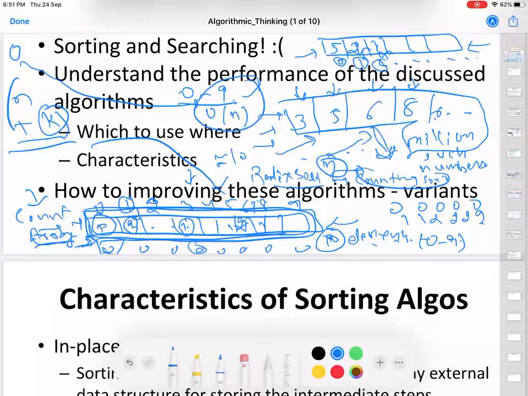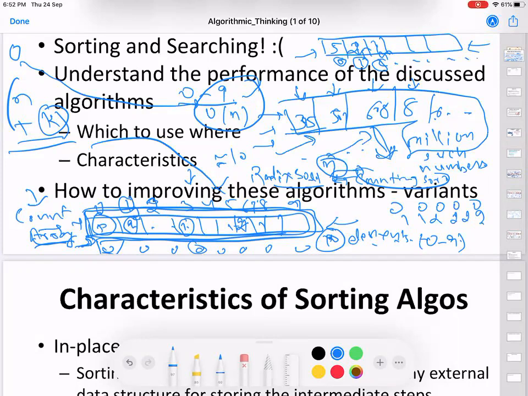Radix sort is another variant of it where you have multi-digit numbers. Let's say this number was 345, this was say 501. How do you sort numbers that have multiple digits? There, you can extend the same idea by sorting on the least significant digit first, but you have to ensure that stability is there. Then you sort on the next least significant digit, and so on and so forth, until you move on to the most significant digit. In this way, you can sort multi-digit numbers as well.